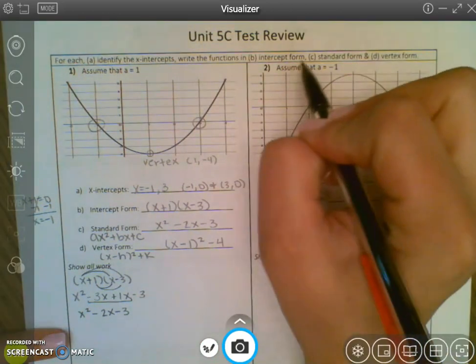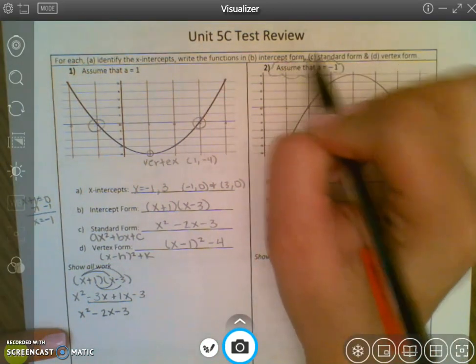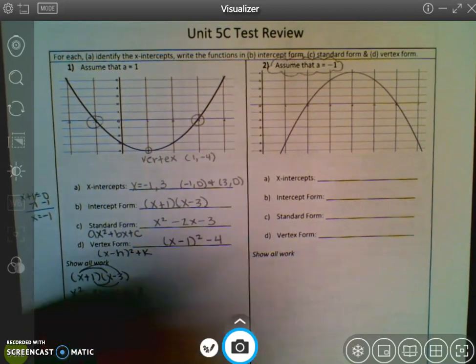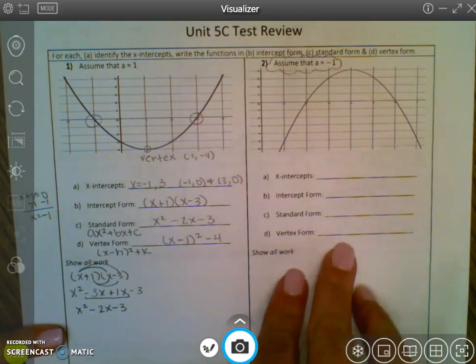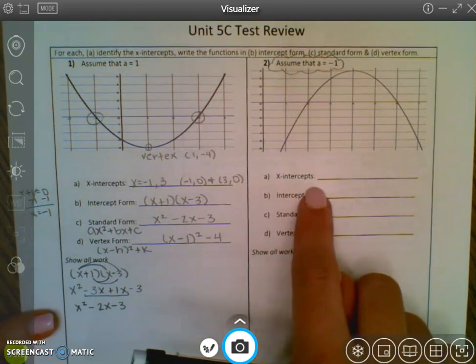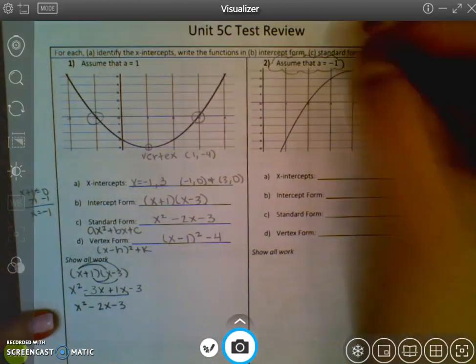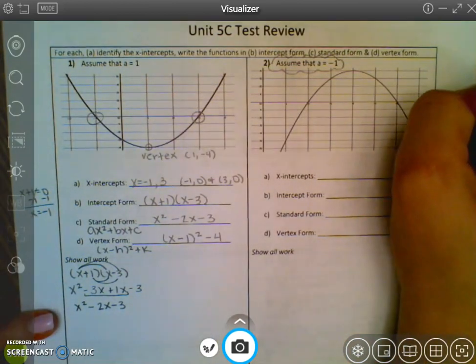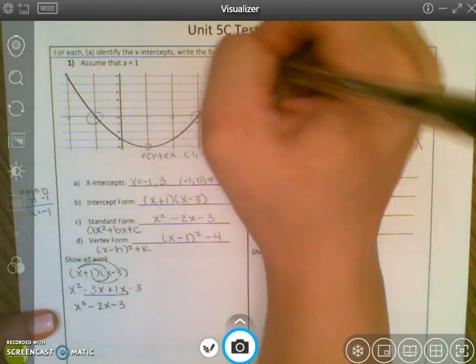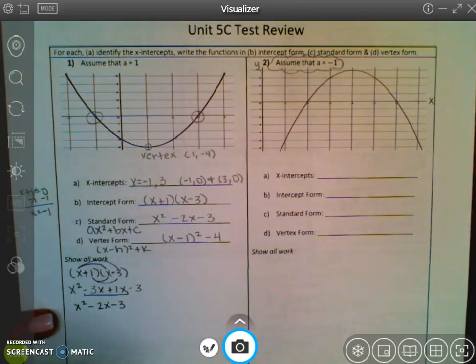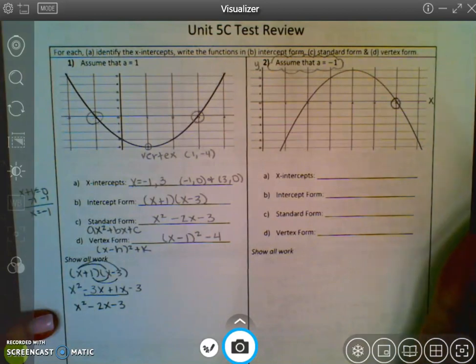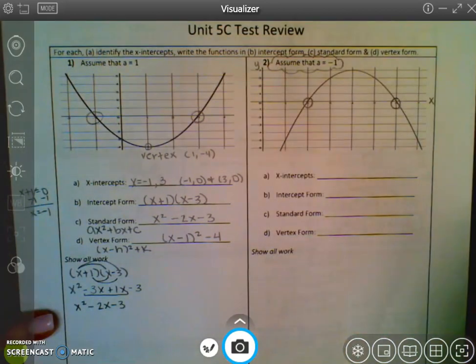However, for this one, it says assume that A is -1. So that's going to affect our answers down here. It's not going to affect our x-intercepts, however. Again, our x-intercepts are where it crosses the x-axis. Remember, your x-axis is horizontal and your y-axis is vertical. So it crosses here and it crosses here.